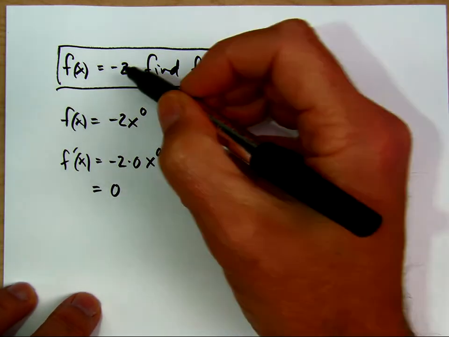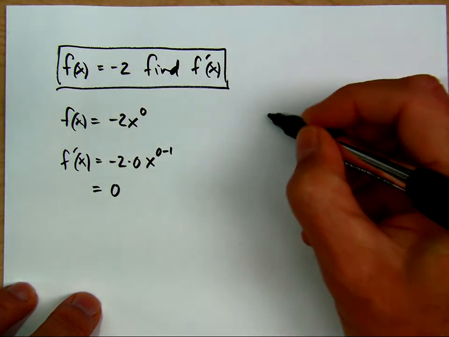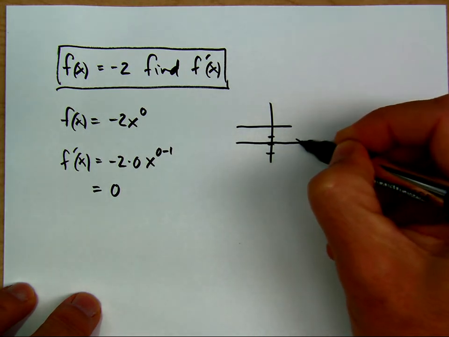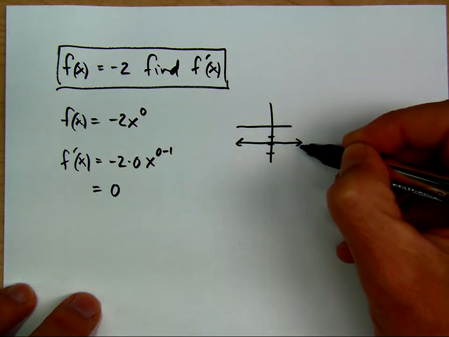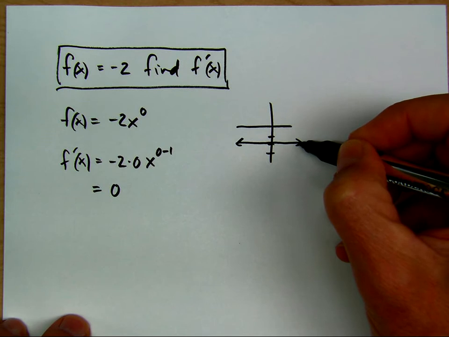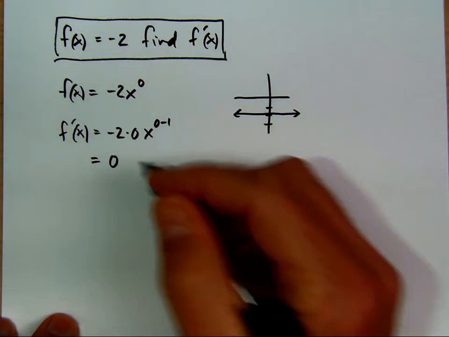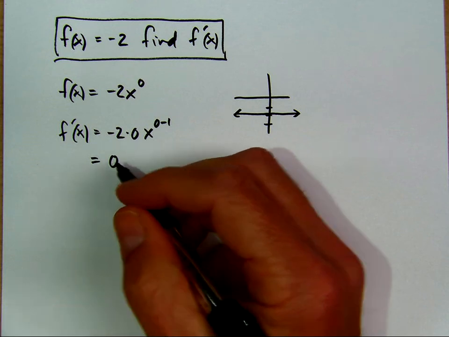But we can also think of the graph. The graph of negative 2 is a horizontal line. The slope of the horizontal line is 0. So that's how we can also see the derivative of a constant is 0.